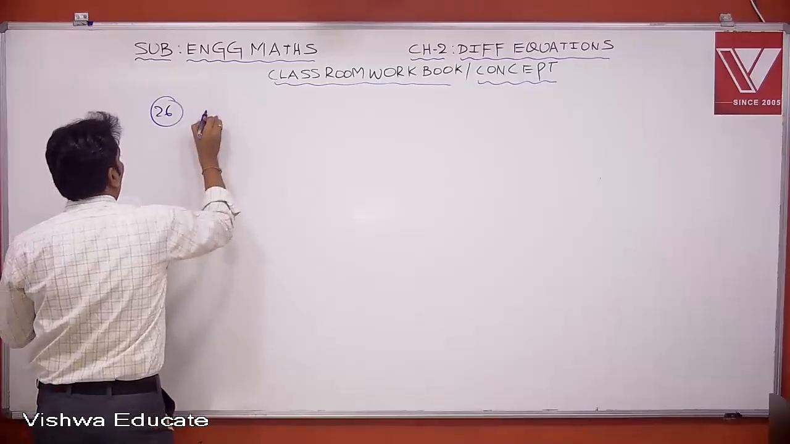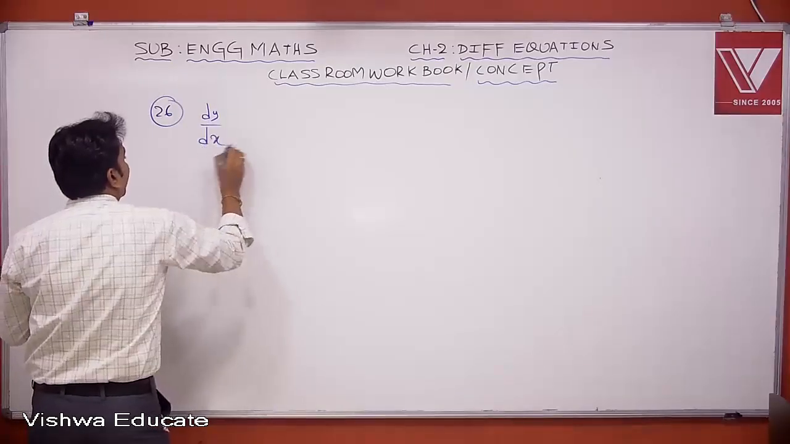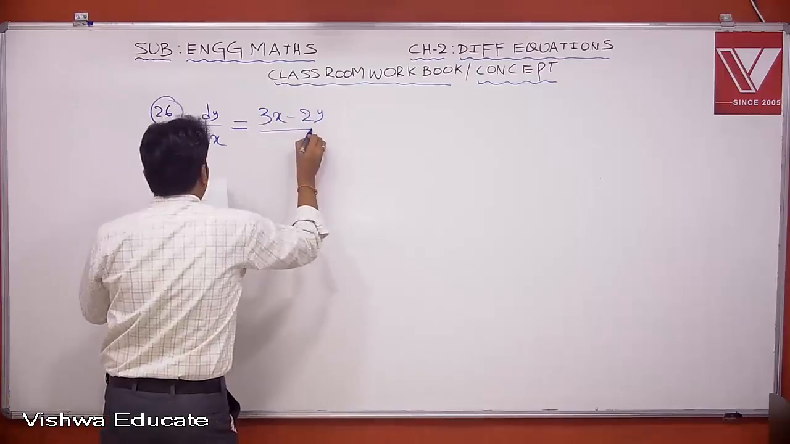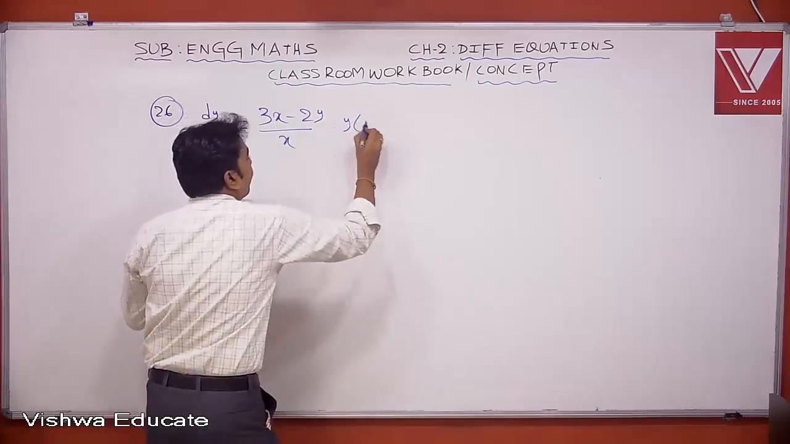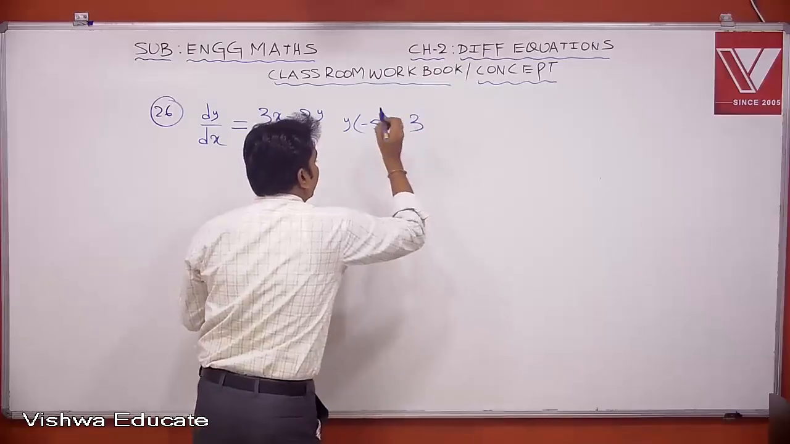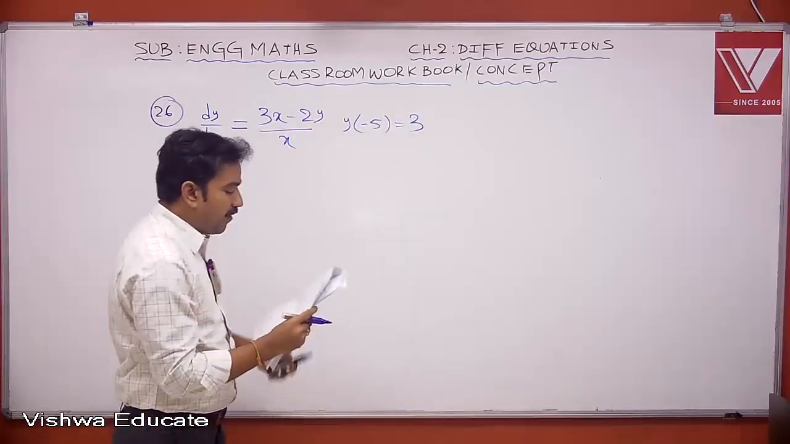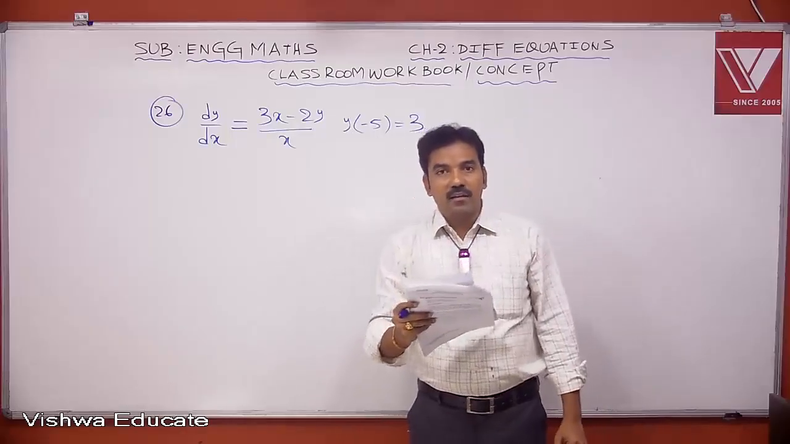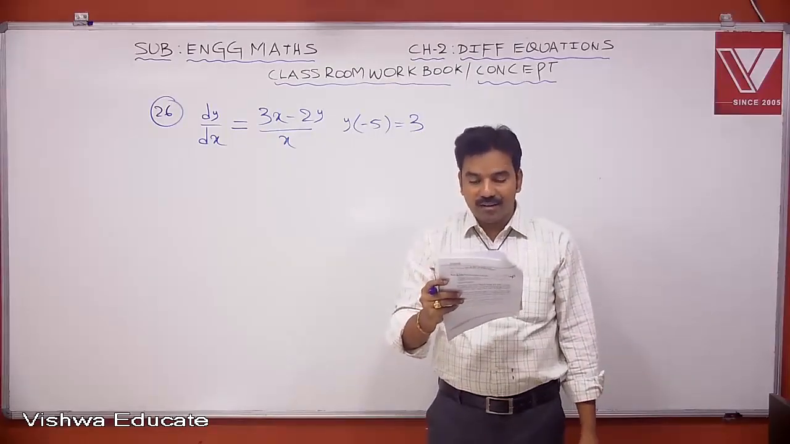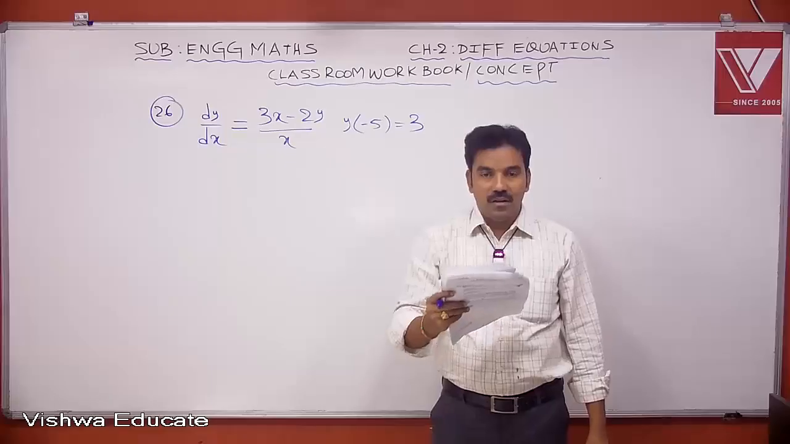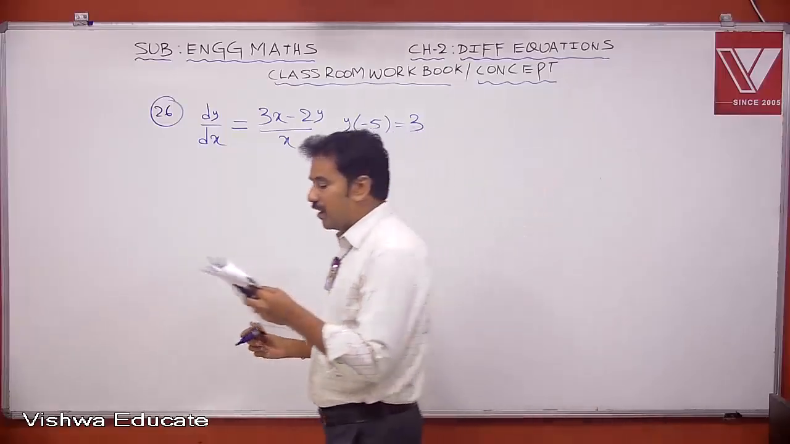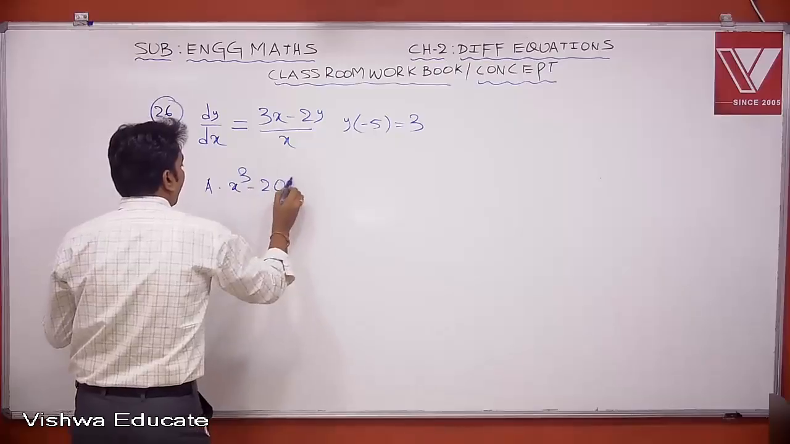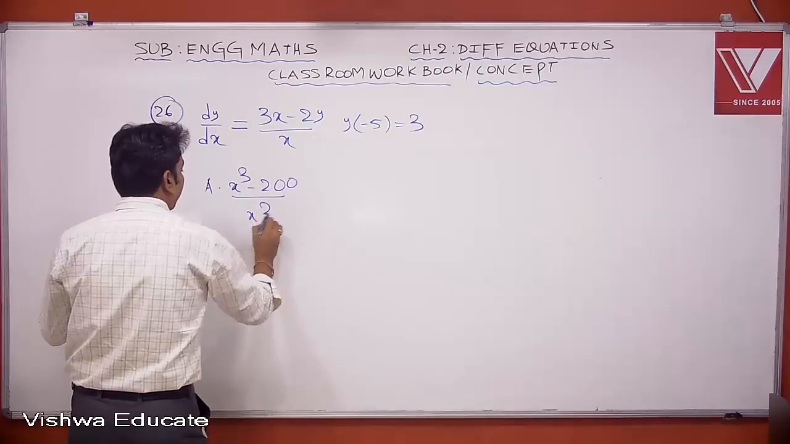The initial value problem is dy by dx equal to (3x minus 2y) divided by x, with y of minus 5 equal to 3. Options are given in terms of x. When the boundary condition is given and particular solutions are given, directly verify the options. The first option is (x cube minus 200) divided by x square.